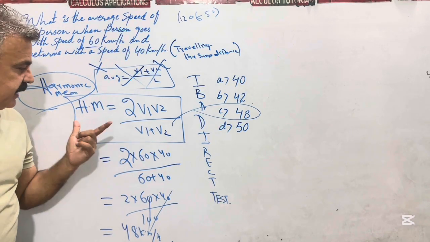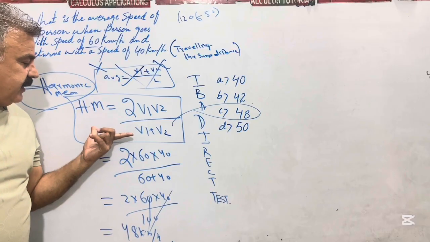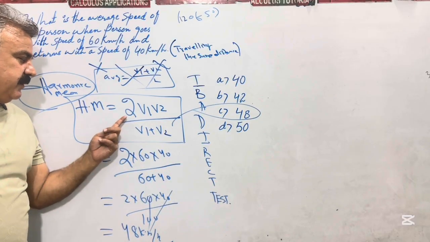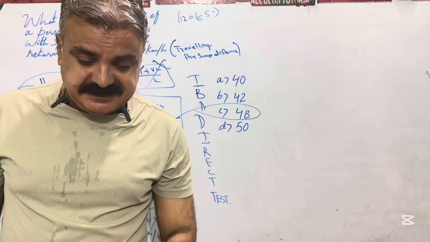Stick to that formula, adhere to this formula, cling to this formula. It will pave the way for your right option. 2 times V1 V2 over V1 plus V2. Wait for question number 13.